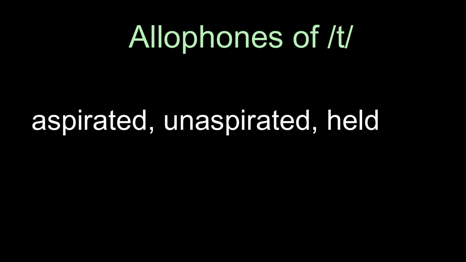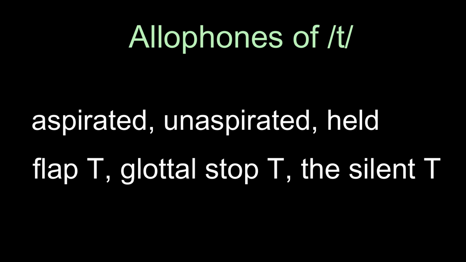Allophones of T. T has several allophones. As we examined in the previous episode, since T is a voiceless plosive, it can be aspirated, unaspirated, or held, depending on the phonological environment. In addition, T has three other allophones: the flap T, the glottal T, and the silent T.